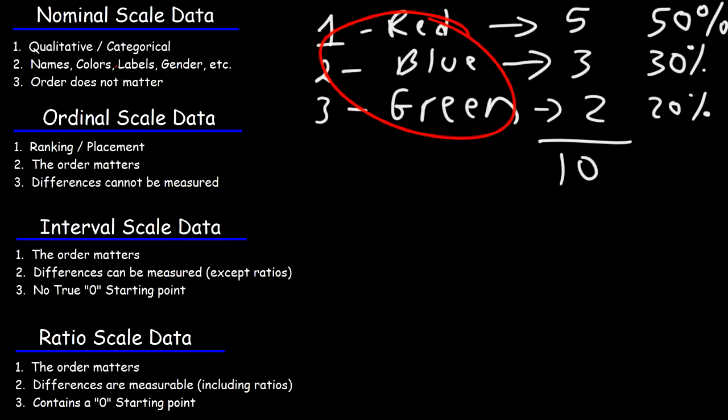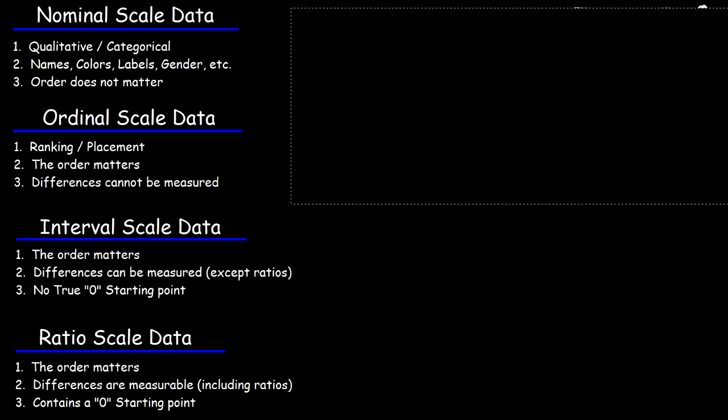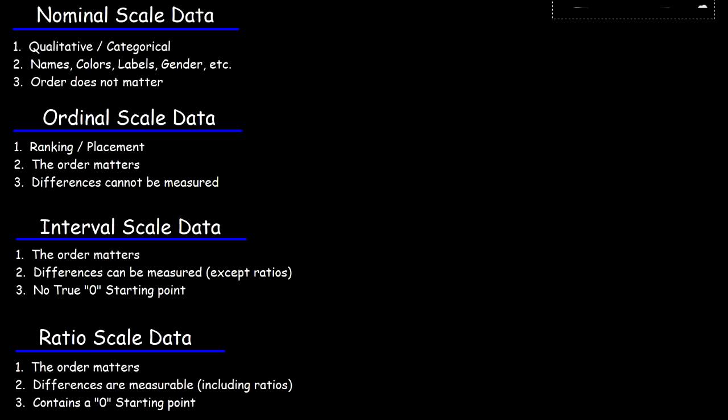Now make sure you understand this. For nominal scale data, the order doesn't matter. But as you can see, for the other types of data, the order does matter. So let's talk about the second one, the ordinal scale data. So this type of data is typically used to rank basically things. Let's say if you have a race. There's a first place winner, there's a second place winner, and there's a third place winner. In this case, this would be an ordinal scale data because the order matters. However, the differences cannot be measured.